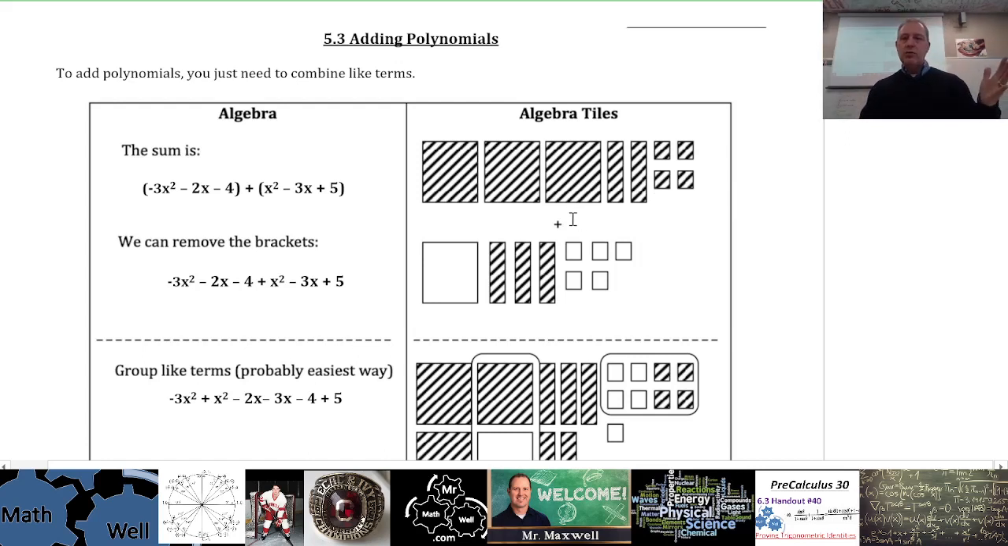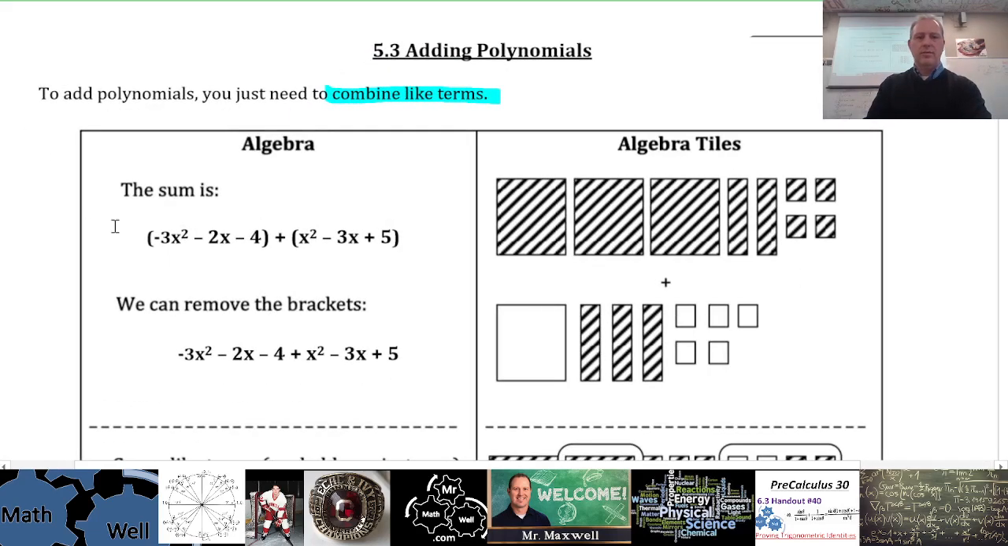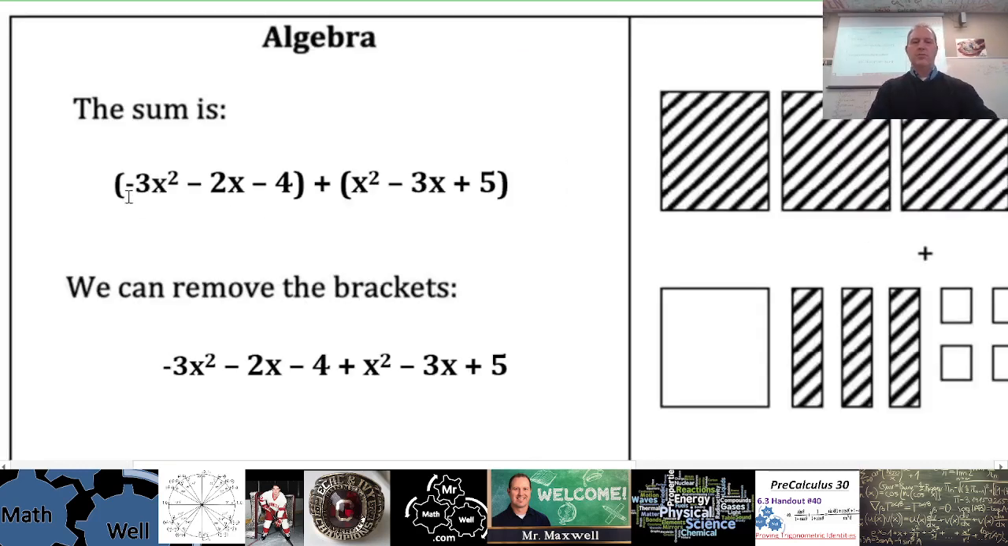To add polynomials, as I said, you just simply need to combine like terms, okay? So we're just combining like terms like we've already kind of started doing. So on the left side of your notes, you'll see that's kind of the algebra method. That's what it's going to look like with just the expressions there, just the terms. On the right side is going to be the algebra tiles. So the sum in algebra language looks something like this. This will be the first one.